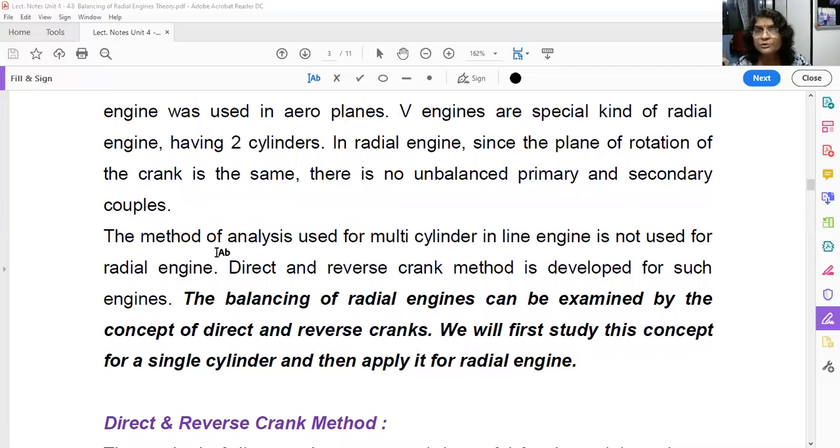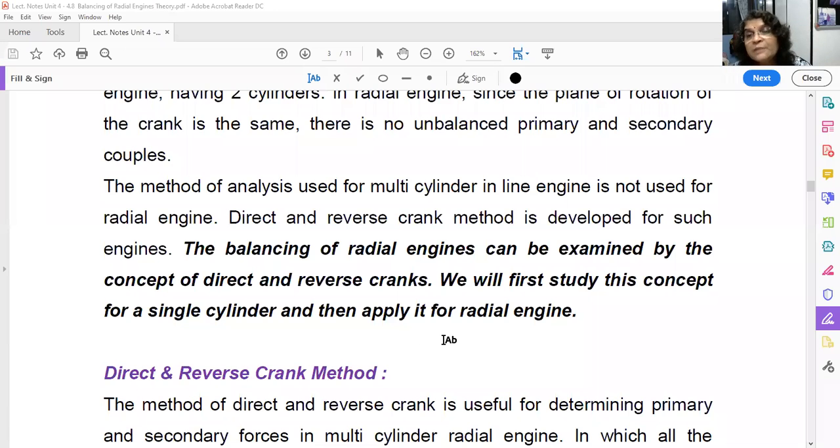What are the methods we have used? For multi-cylinder inline engines, those are not used in radial engines. Another method is used for multi-cylinder radial engines, that is known as the direct and reverse crank method. This is specifically developed for such radial engines. The balancing of radial engines can be examined by the concept of direct and reverse crank. So we are going to study this concept in today's lecture for a single cylinder, and then we will apply it for a radial engine, which consists of many cylinders.